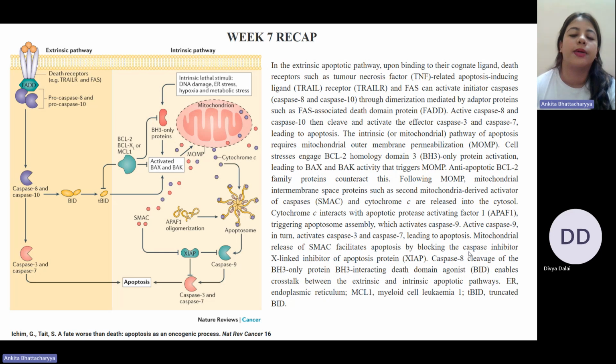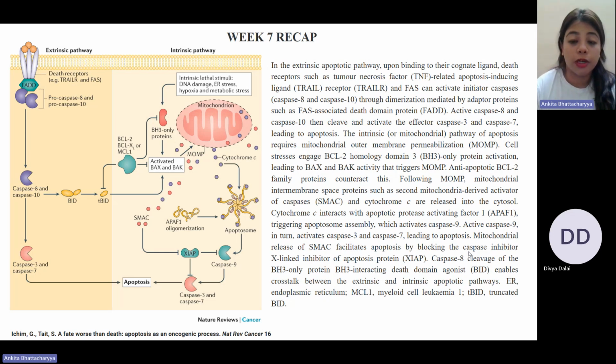Alternatively, the intrinsic, otherwise known as the mitochondrial pathway of apoptosis, requires the MOMP. What it means is that the mitochondrial membrane, if you remember the structure of mitochondria, is a bilayer, a double membranous structure present inside the cell. So you have an outer membrane, inner membrane, the intermembrane space, and within the inner mitochondrial membrane you have the stroma, within which the cristae of the mitochondria are arranged, where oxidative phosphorylation takes place.